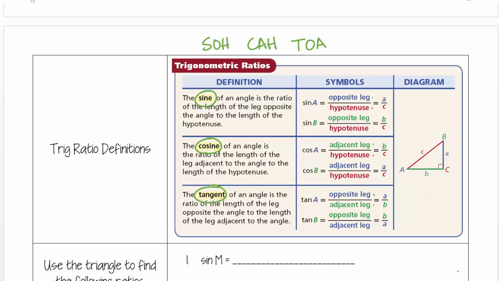SOHCAHTOA. So the SO stands for sine, right here, sine, S-I-N, of an angle is the opposite over the hypotenuse. Cosine, cosine of an angle is adjacent over hypotenuse. And then finally, tangent, the TOA part, so tangent of an angle is opposite over adjacent.